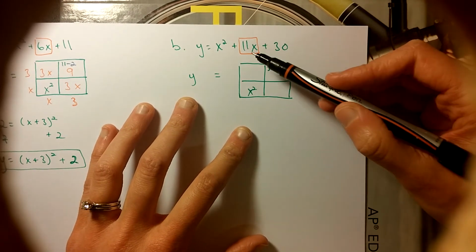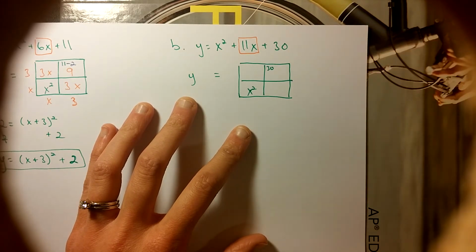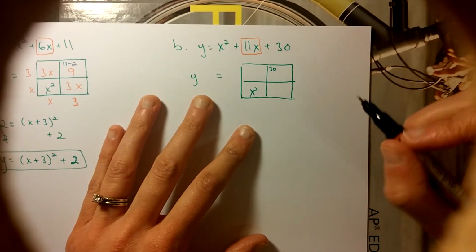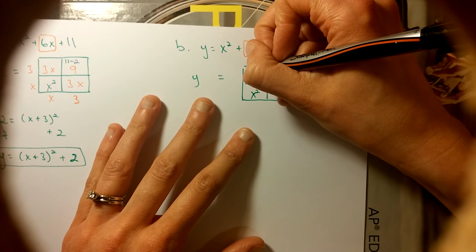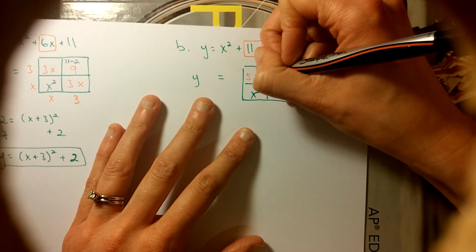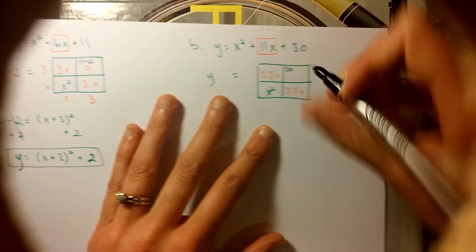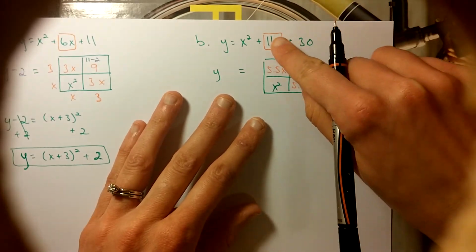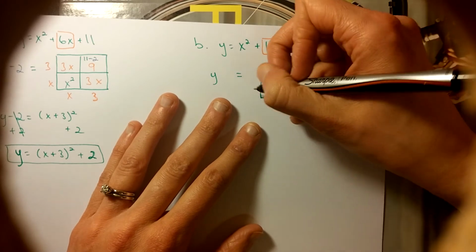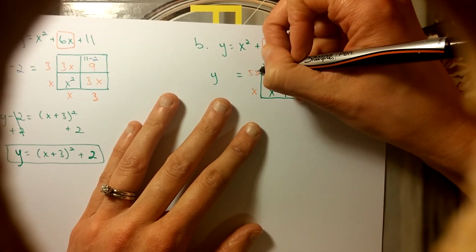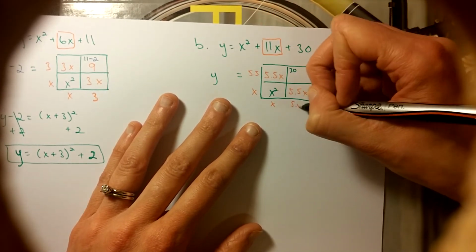I can do that even though 11's an odd number. I'm just going to have to use decimals. So half of 11 is 5.5, or 5.5x. When we're doing factoring, we don't use decimals, but with completing the square, you're allowed to have decimals if you need to when you split your x term in half. And then I'll fill in what my outside pieces would be.